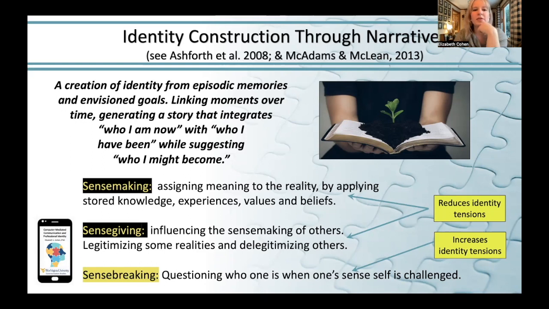So I pulled these, and they are combined. I can't even remember where I got them from, but they're in your readings. I pulled these definitions. So what is it? A creation of identity from episodic memories and envisioned goals. So it's about the past and it's about the future, linking moments over time, generating a story that integrates who am I now, who have I been, and who might I become.